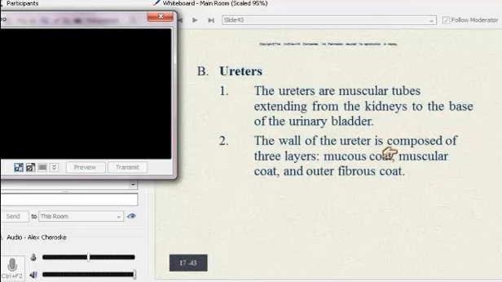So when the ureters come down to the bladder, they insert along the back side and they form almost a valve right there. So once it goes into the bladder, it can't usually go back into the ureters.